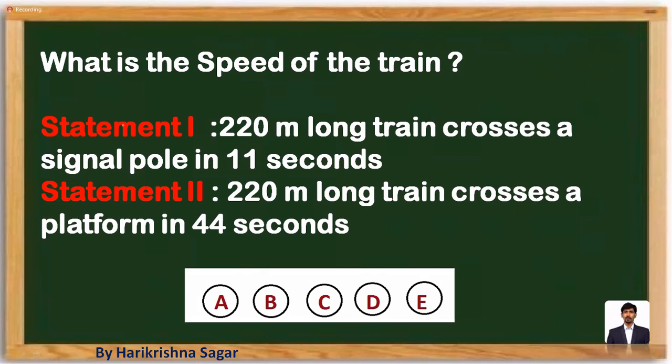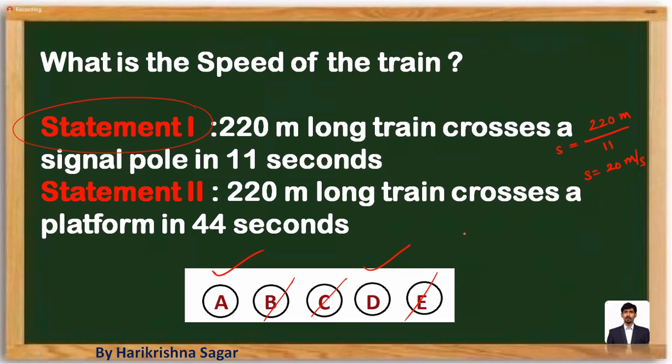What we have to do is take the statements individually. Look at the first statement. It says the train is 220 meters long and it is crossing a pole in 11 seconds. Speed is distance by time. Crossing a pole means the pole has negligible length, so we can easily say 20 meters per second is the speed. That means the first statement is giving the answer. Fix it as A and D; B and C are eliminated.